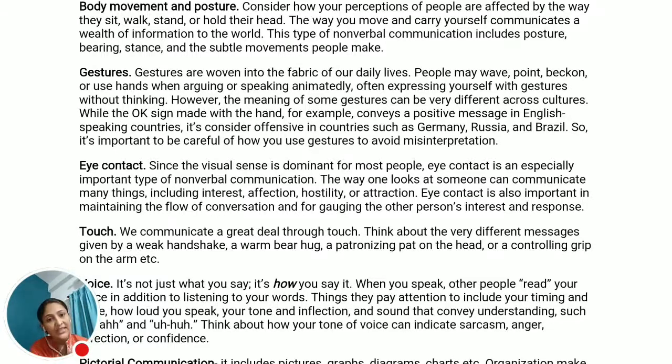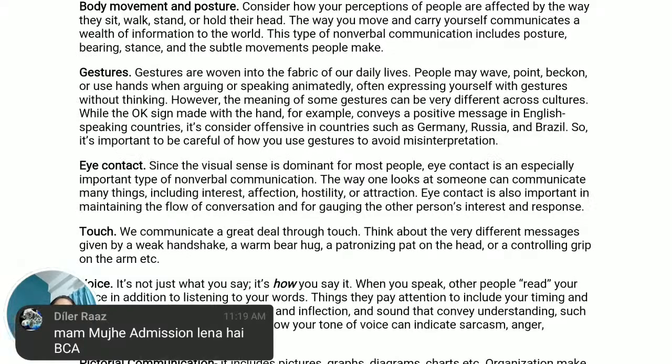The next one is eye contact. Yes, eye contact is very essential. See, I am talking right now, looking at my screen, so that whenever you look at this video, you can see our eye contact. I am having an eye contact with you.